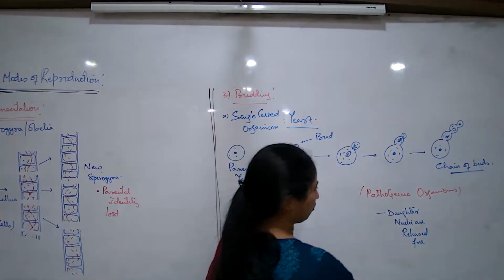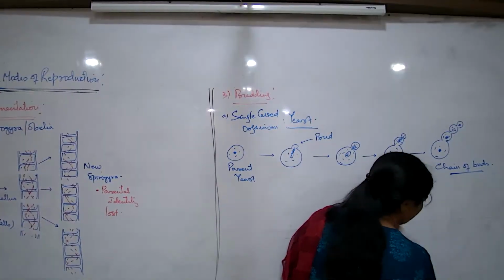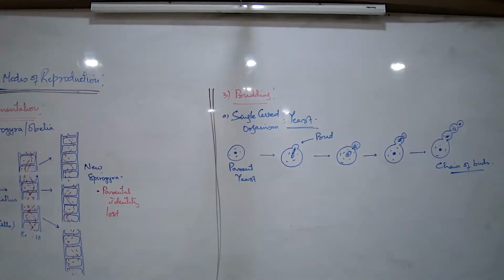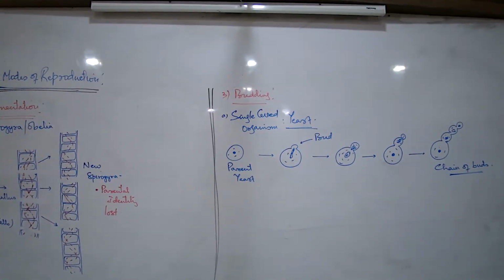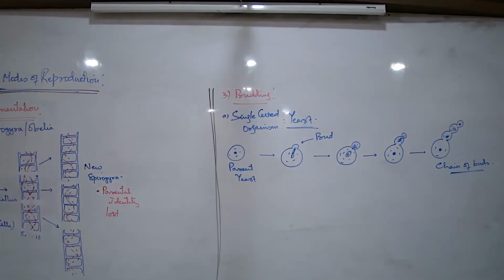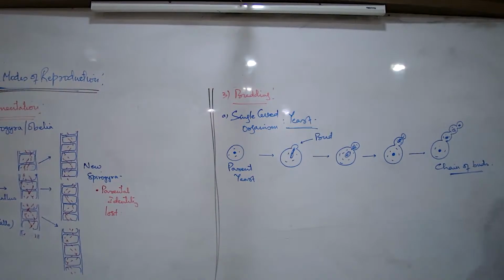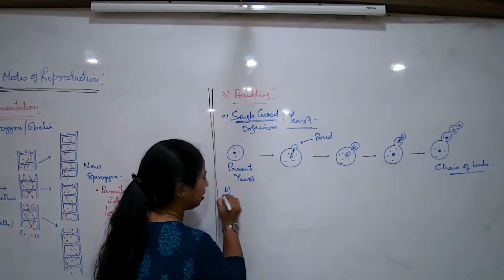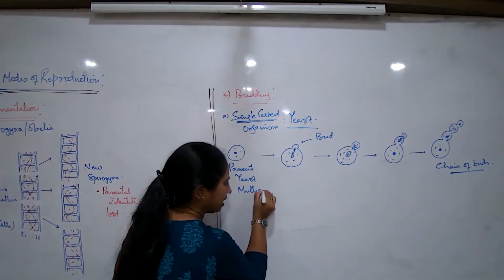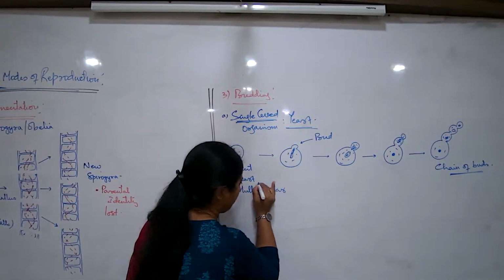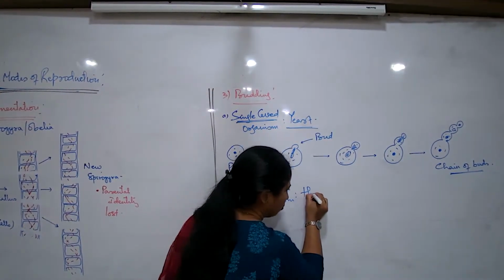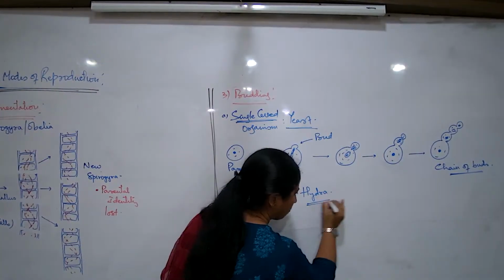Let us talk about one more feature, then we more or less generalize. This is a single-celled organism, yeast. What about the next one? There is a hydra. Now this is a multicellular organism. Yeast was a unicellular organism. Now I talk about a multicellular organism. So in a multicellular organism, how can budding happen? If you have to write an example, hydra.